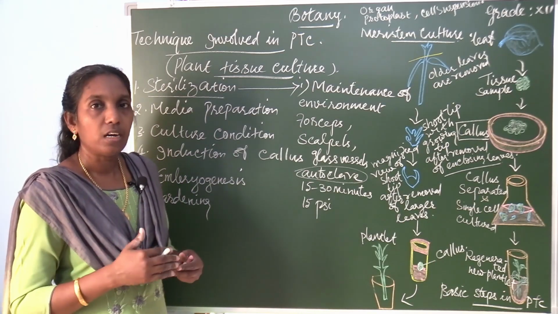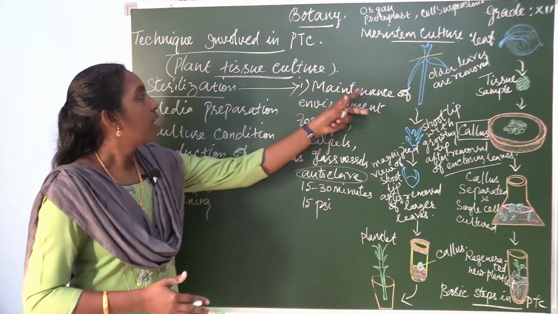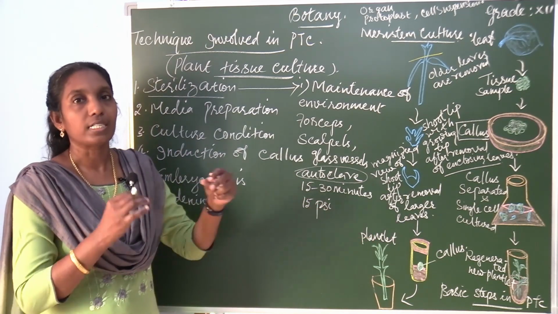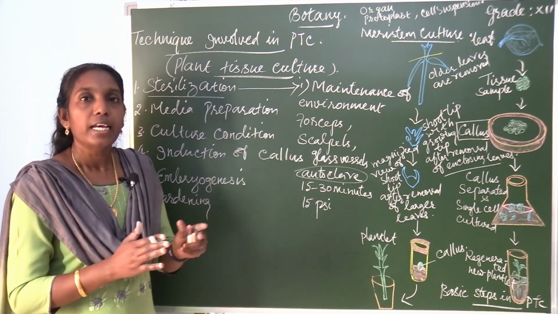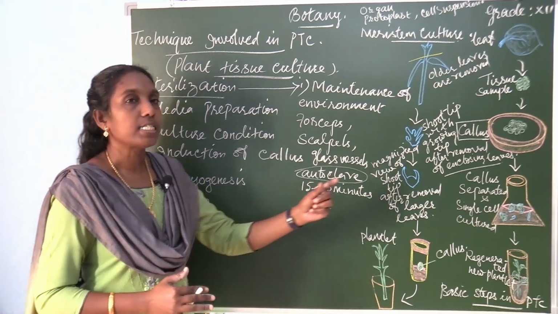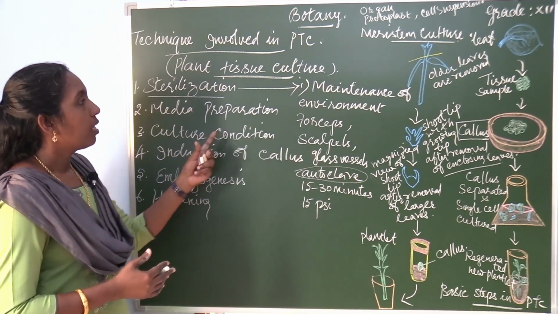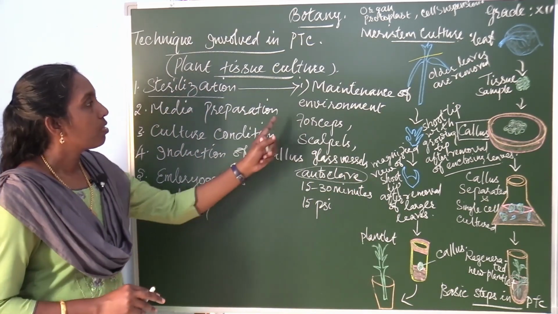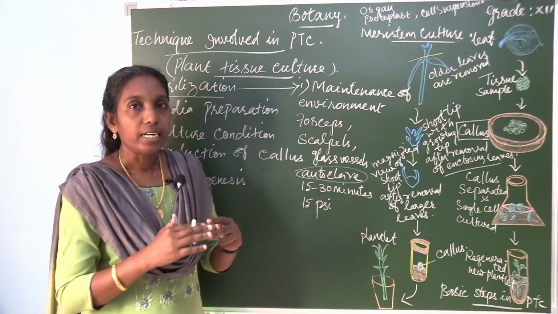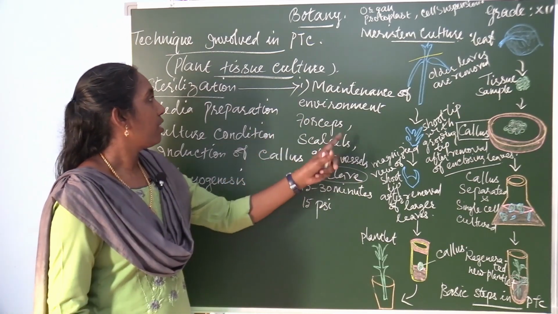So these bacteria or fungi must be removed from the area where the plant cell is going to be cultured. Sterilization is the process by which we get rid of microbes from the area selected for the culture medium, either in the lab or in the room. That must be sterilized. So the first sterilization is the maintenance of the environment.